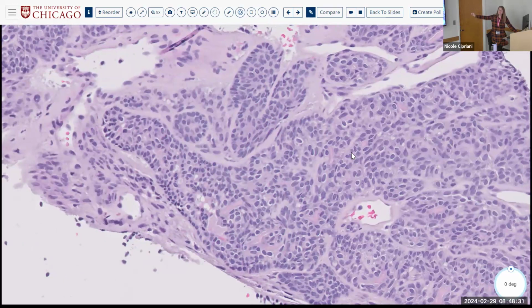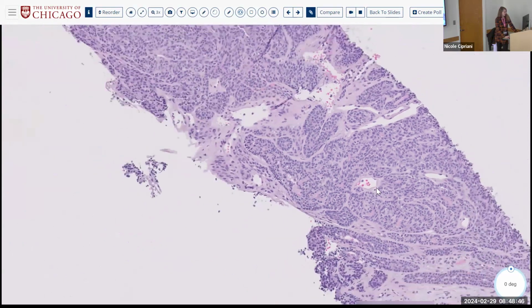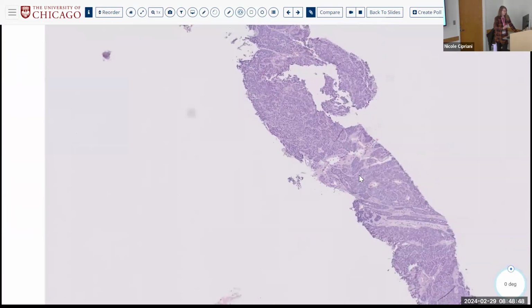Beta-catenin, all right? So basal cell adenomas have beta-catenin mutation. Basal cell adenocarcinomas generally do not. So if you can prove nuclear beta-catenin expression, you are more likely to have a basal cell adenoma than a basal cell adenocarcinoma, even in the absence of that peripheral border.